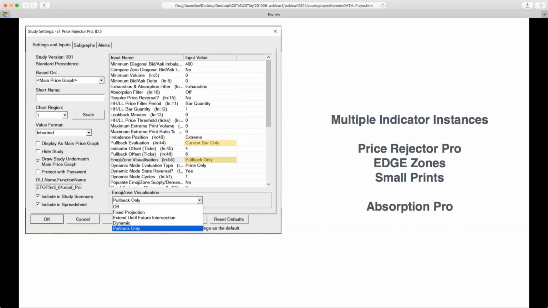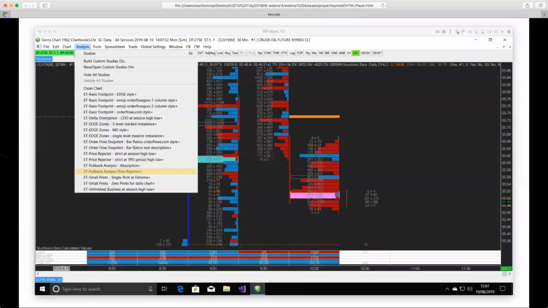Here, we only look for one condition. There's no parameters to go and fine tune. So with Absorption Pro, what we're doing in here is we're looking for, if we are auctioning back up during the pullback, we're looking to see when the aggressive buying within the pullback is being absorbed by stronger passive sellers.